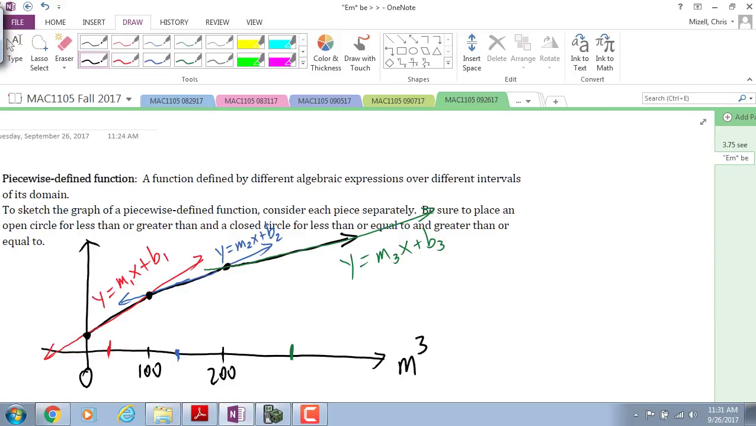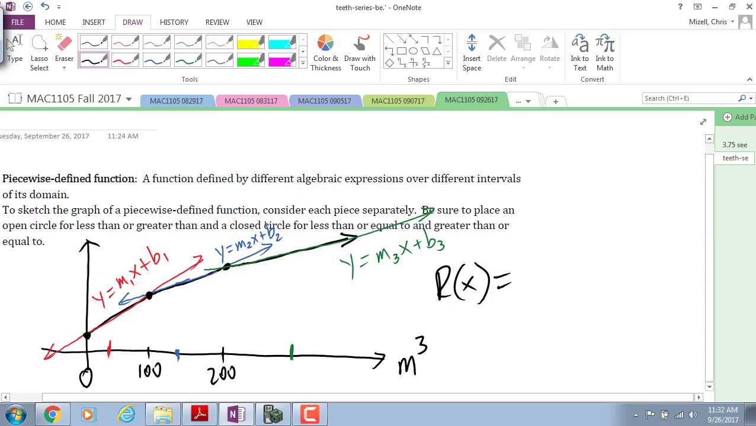Let's see, what would be a good letter of the alphabet? We can name this function. We could call it F if you want to, or something more descriptive. I prefer another different letter of the alphabet, or should we just use F? What do you think? R. Rate. R for rate. Okay, we'll go with rate. R of X, where X is the number of cubic meters that they consume, would look like this.